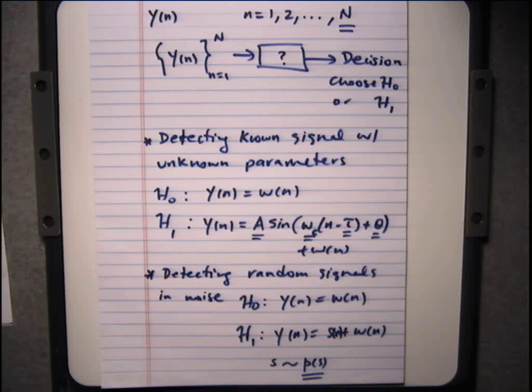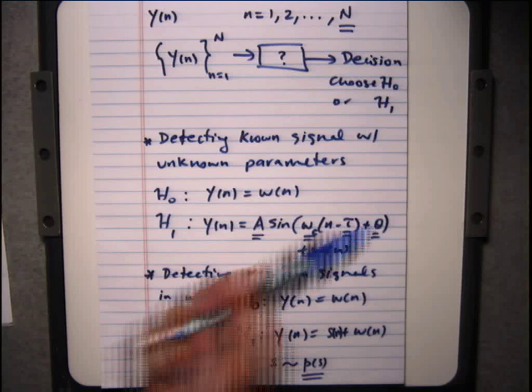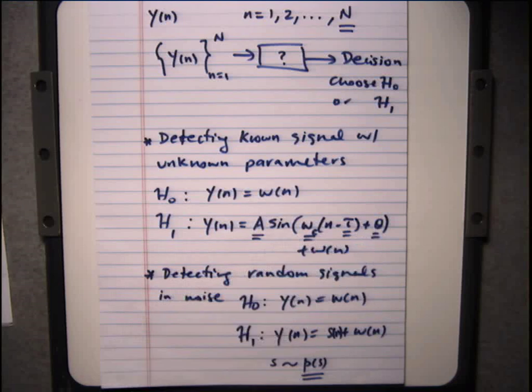The next level is I tell you something about the signal. I tell you it has some form like this, but I don't know the parameters. And the next level of difficulty is where I tell you the only thing I know about the signal is some probability density, which is less than knowing an exact form for the signal.